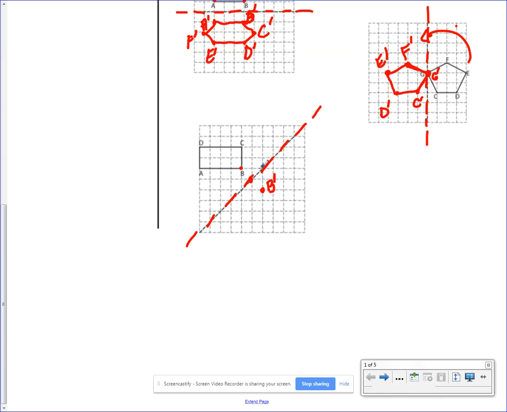C, 1, 2, 1, 2. Here's where C prime ends up. Okay, and they will be connected. This is going to look a little different, so hold on.